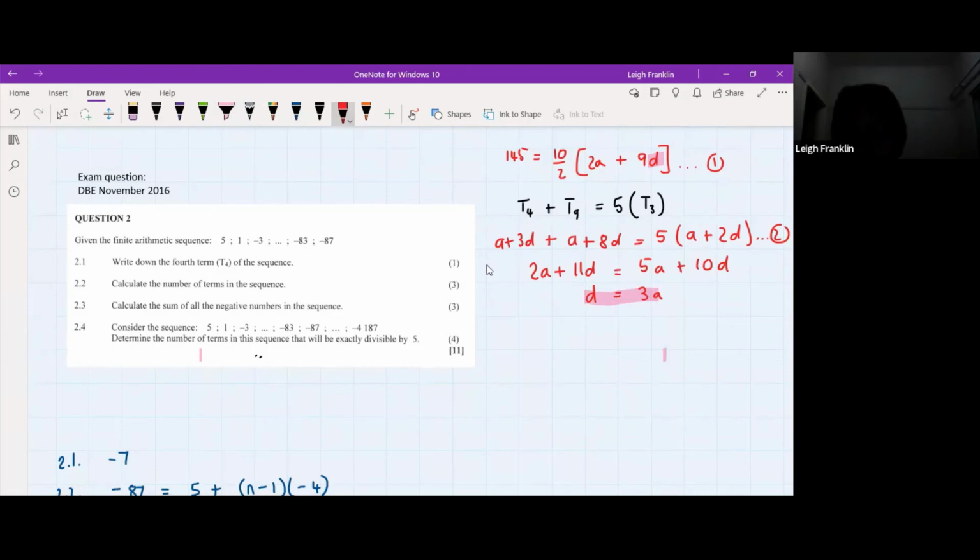So that would give me 145. 10 divided by 2 is 5. 2A plus 9 times, and the difference is 3A, like so. Let's just do that. Sorry, is there something in the chat?